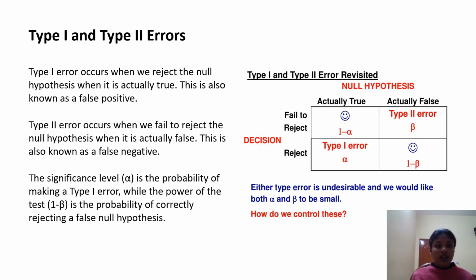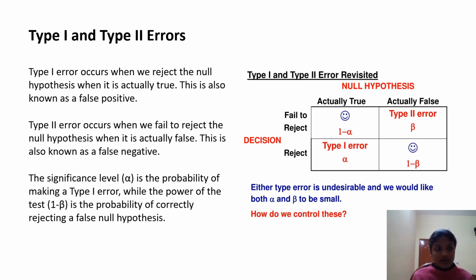Type 1 and Type 2 errors. Type 1 error occurs when we reject the null hypothesis when it is actually true. This is known as a false positive. Type 2 error occurs when we fail to reject the null hypothesis when it is actually false. This is known as a false negative. The significance level is the probability of making a Type 1 error, while the power of the test, 1 minus beta, is the probability of correctly rejecting a false null hypothesis.